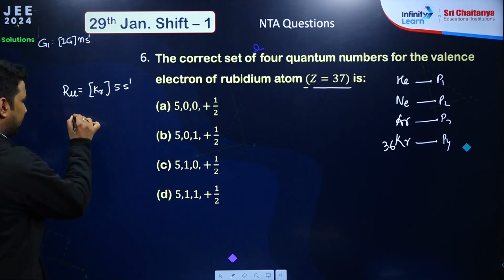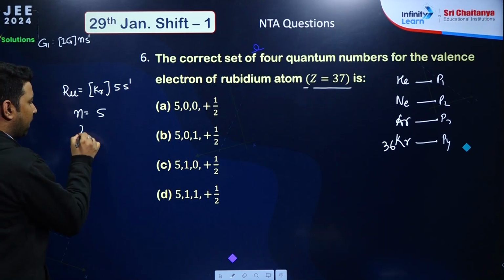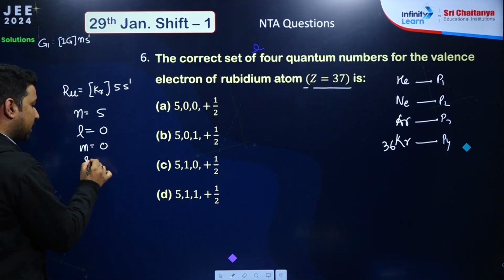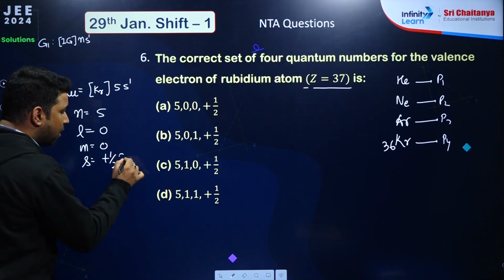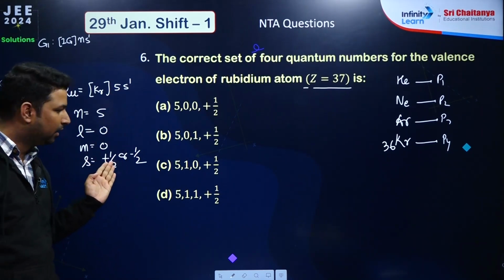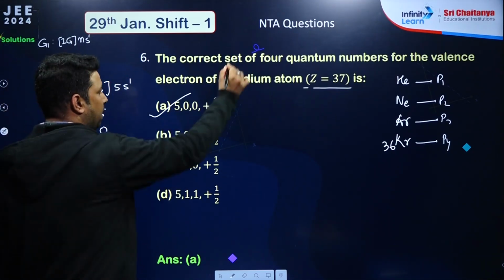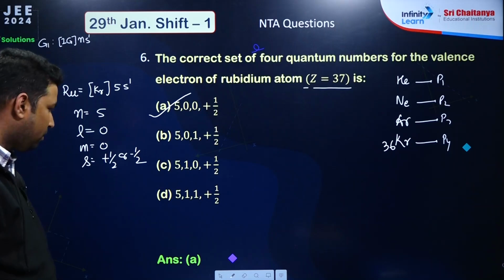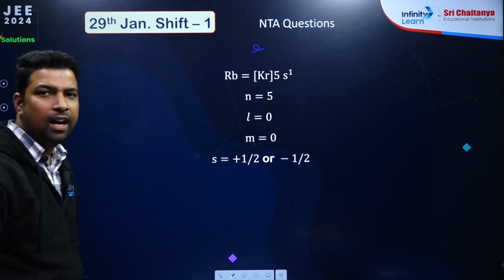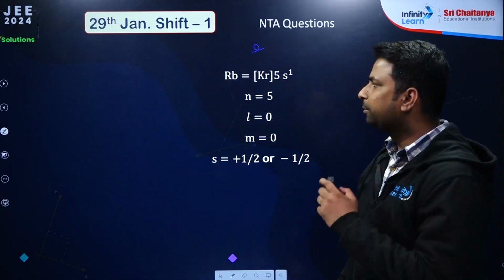Now what is the principal quantum number? The number written before the s is 5. What is the value of l for s? It is 0. What is the m value? It is from minus l to plus l, that is 0. And what is s? Either plus half or minus half, because one electron is there. So we will check the answer. It is option A: 5, 0, 0 and plus half. This is basically your electronic configuration written out, and you can check the answer and solution. So this was your question. Come to the next question.